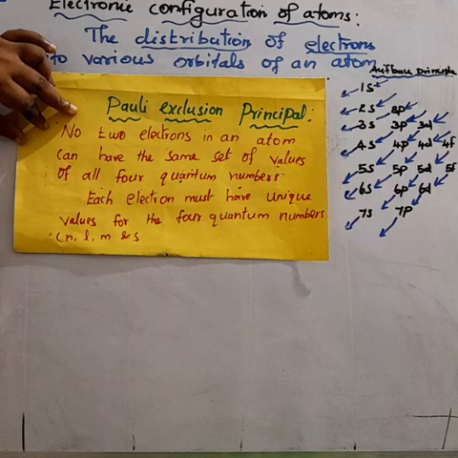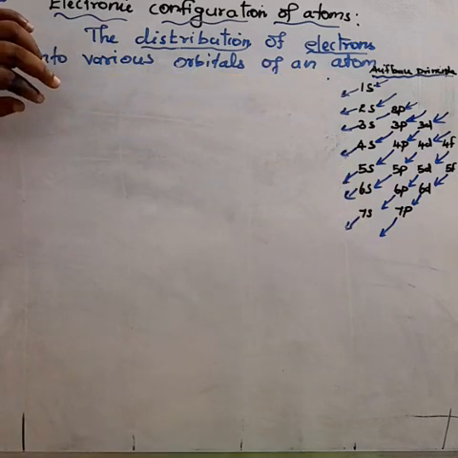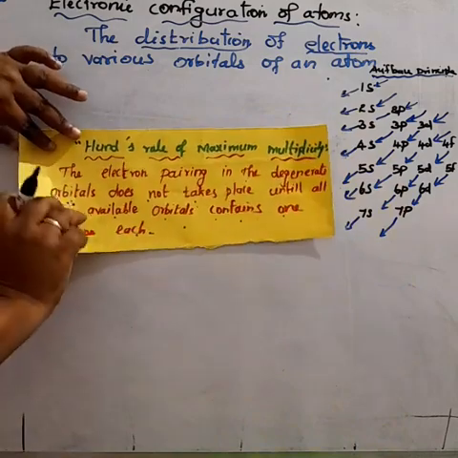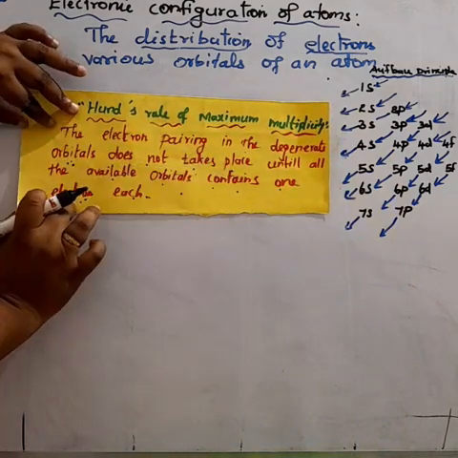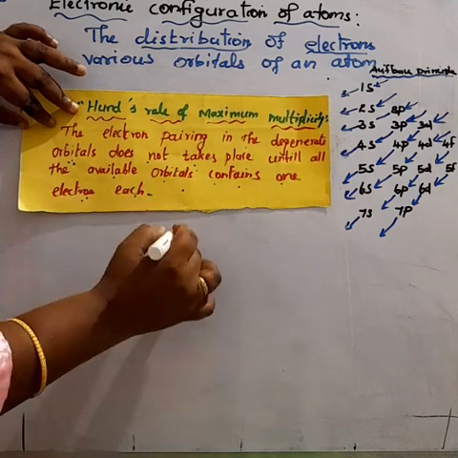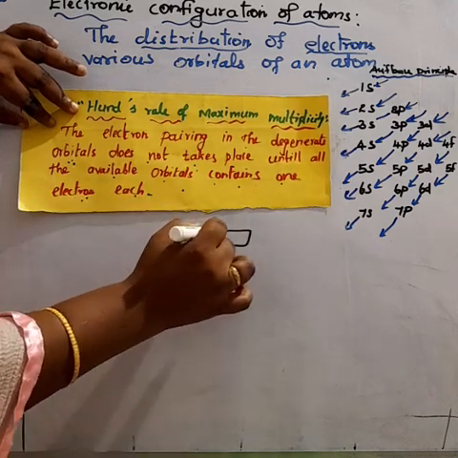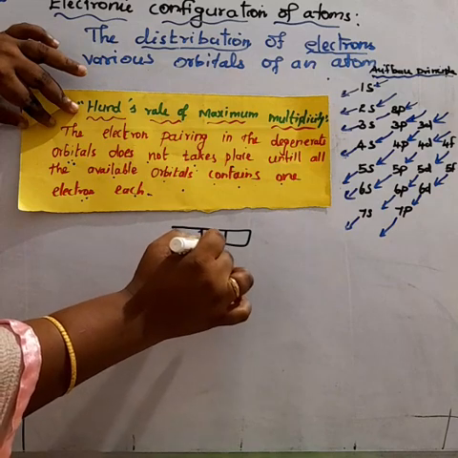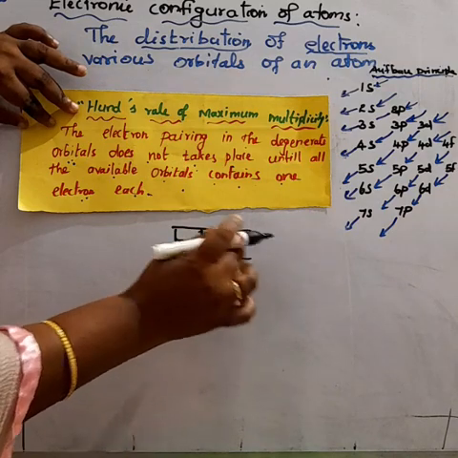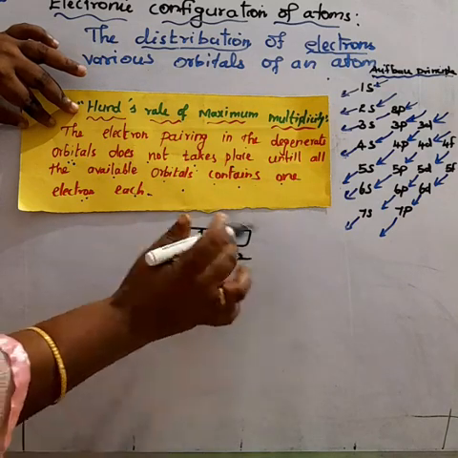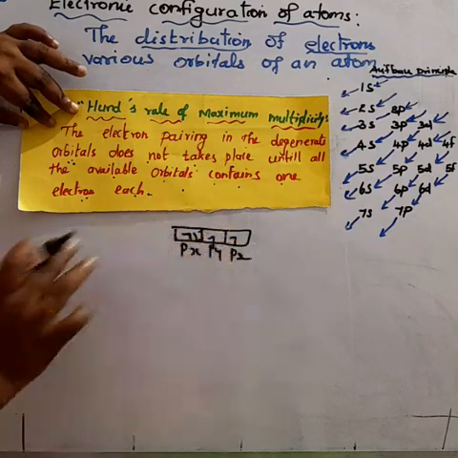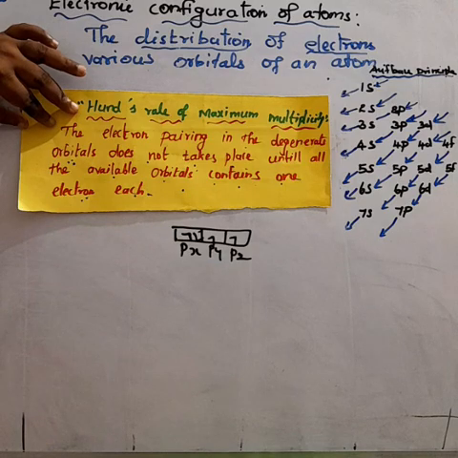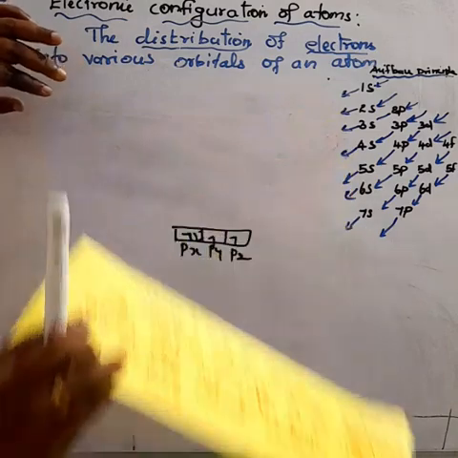And what about Hund's rule? Hund's rule means electron pairing does not take place until the orbitals each contain one electron. For example, consider the p orbitals: px, py, pz, three orbitals. Once the three orbitals are singly filled, after that pairing takes place. That is Hund's rule. According to these three principles, we can write the electronic configuration.